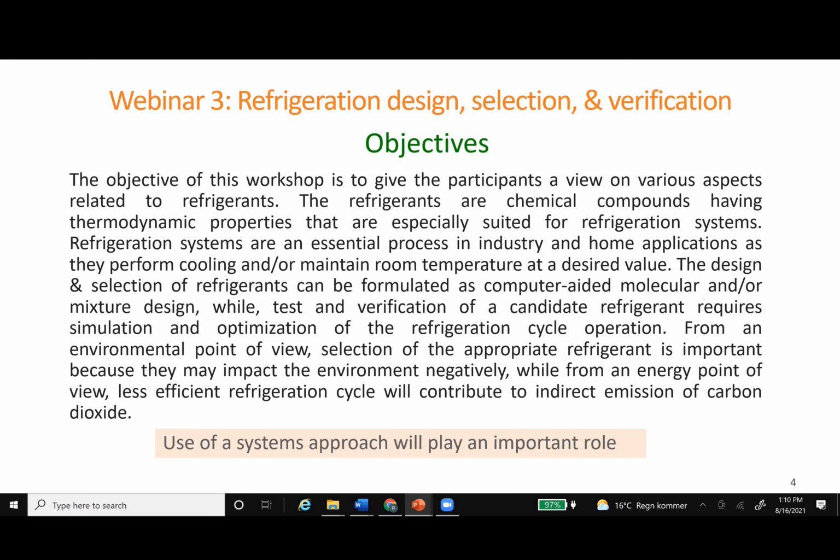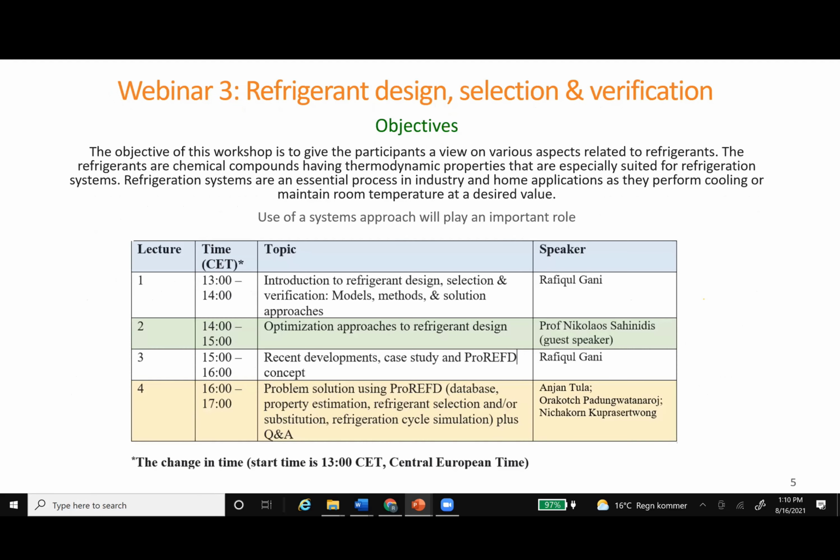So the lecture topic and schedule is seen in the table. I'm starting the first lecture, where I will give you an overview of refrigerant design selection verification, some ideas of models, methods of solution, etc. Then lecture 2 will be given by our guest speaker for today, Professor Nick Sahinidis from Georgia Tech. And then lecture 3 will be given by me. I changed the topic slightly. It is now called Recent Developments, Case Studies, and Pro-RFD Concept.